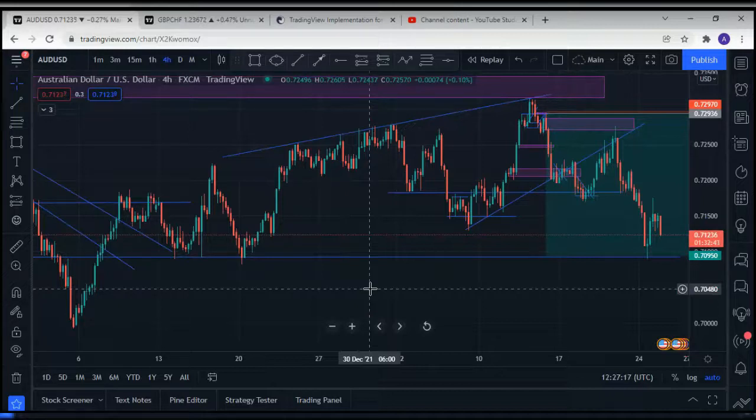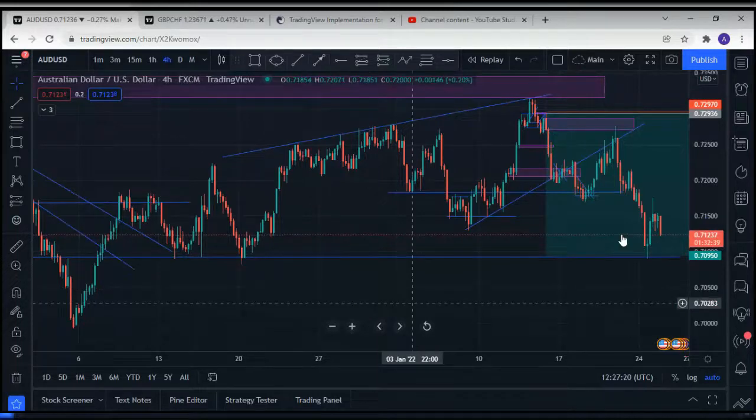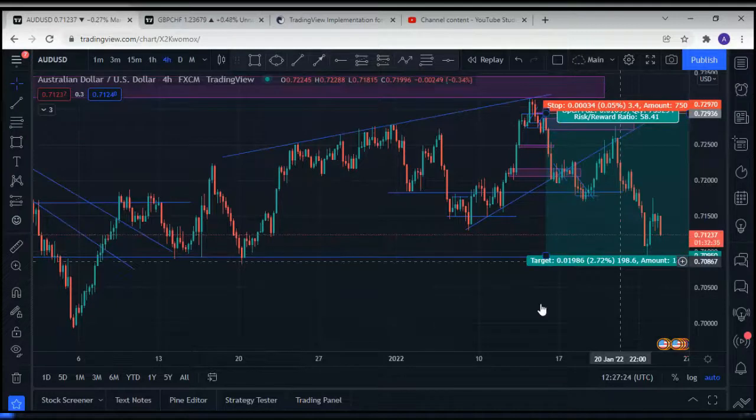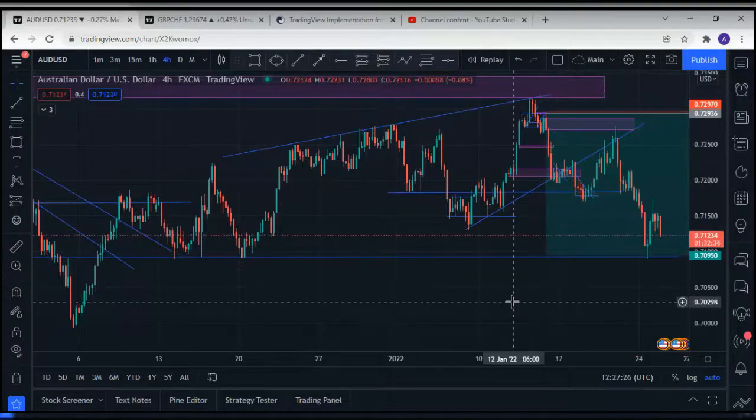Having said that, this was a 1:58.4 risk to reward trade. It played out amazingly well, and I look forward to supplying you more amazing setups.